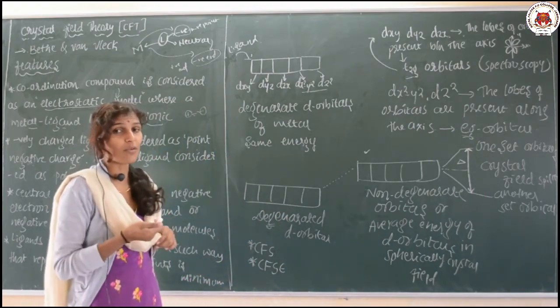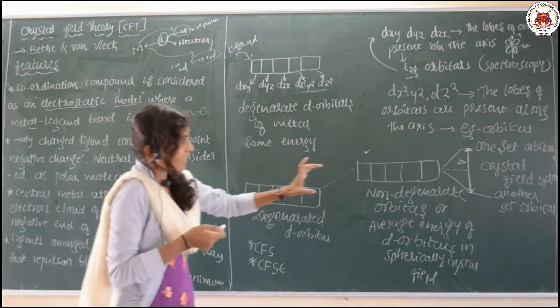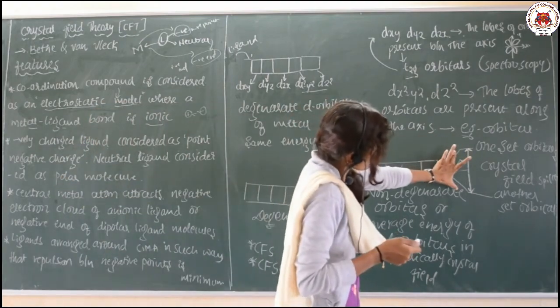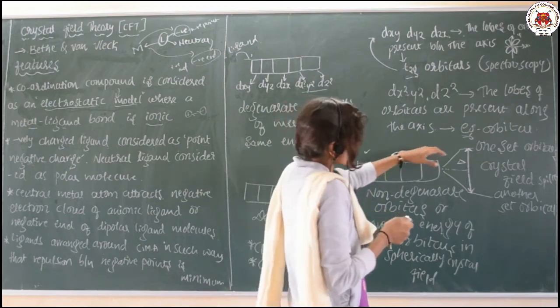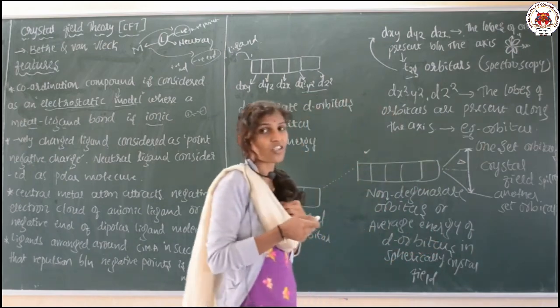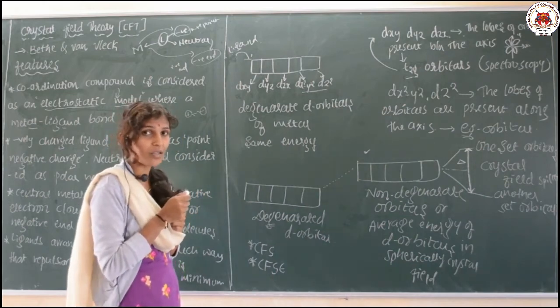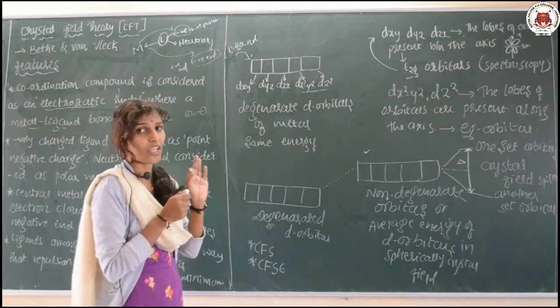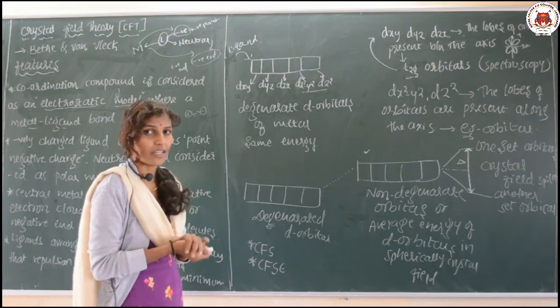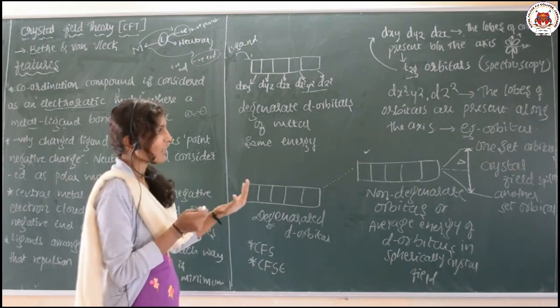And what about crystal field splitting energy? It is the energy difference between the orbitals. The energy difference between the orbitals is nothing but the crystal field splitting energy or crystal field stabilization energy. I hope it is clear for you.